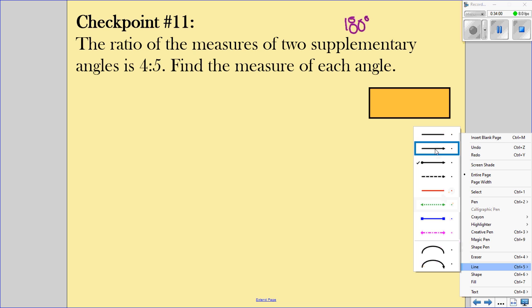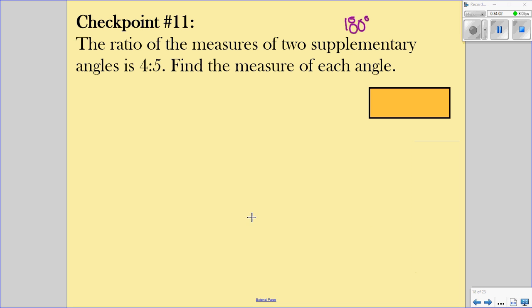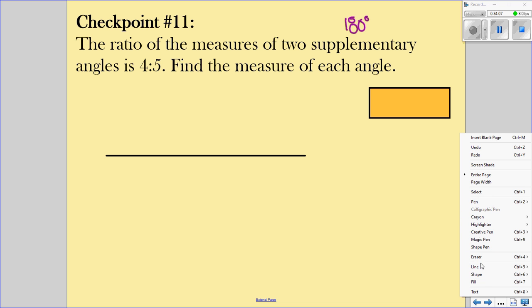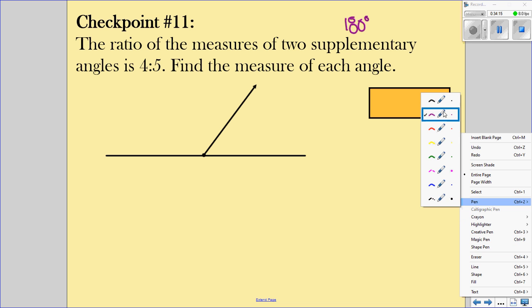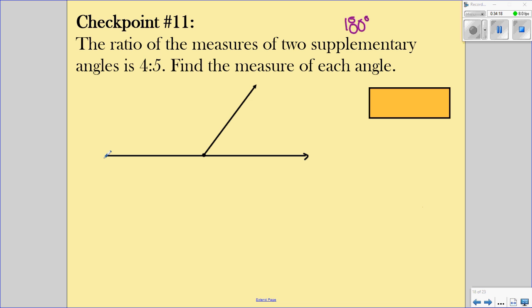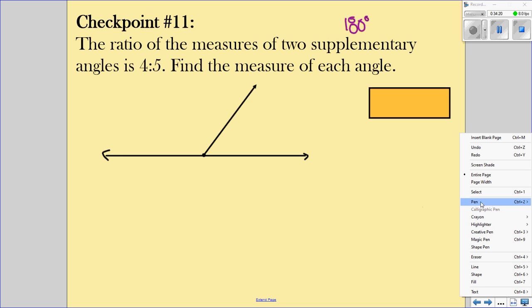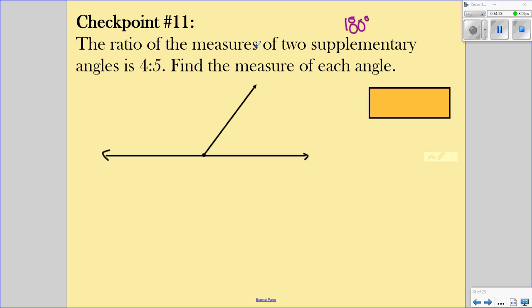So I'm going to draw that, and then have my line. I'm just going to put the arrows because it's a line. It says the ratio of the measures of 2 supplementary angles is 4 to 5. So this is 4x, this is 5x. And I know that supplementary angles add up to 180. They want us to find the measure of each angle.